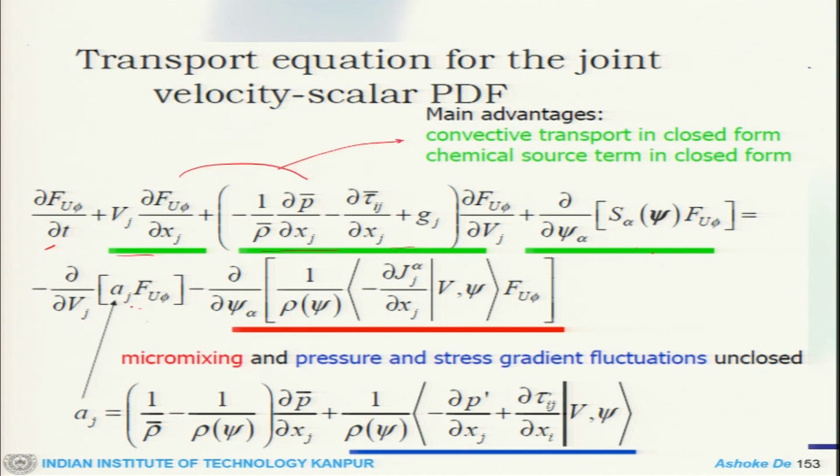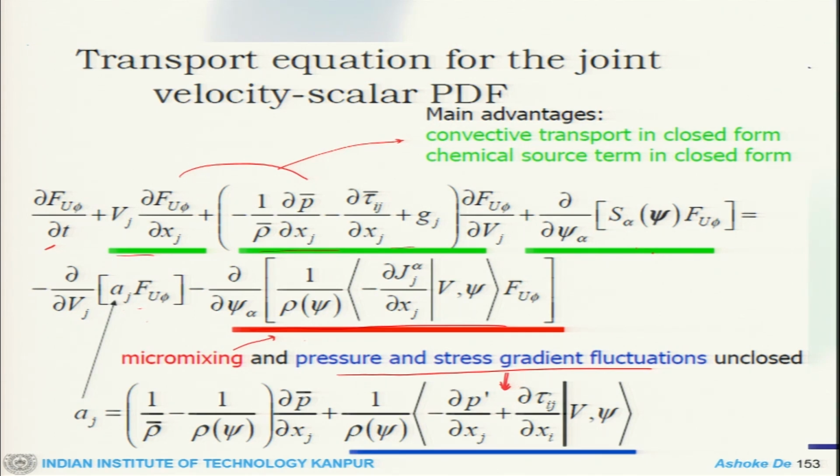The term on the right hand side is the acceleration term, and this particular term is the micromixing term. Here there is a fluctuation of pressure and stress gradient, which is unclosed. The gradient of pressure remains closed, but its component, the fluctuation of pressure and stress gradient, remains unclosed in the system. So, one has to handle that properly to close these terms.